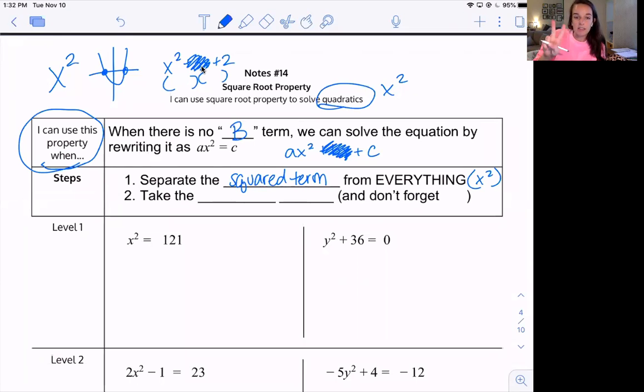And then the second thing to do is I'm going to take the square root of both sides. So taking the square root, and when I take the square root, I can't forget my plus and minus. It kind of looks like a weird symbol, but it's a plus on top of a minus, and it means that there's two answers. It means there's a positive answer and a negative answer. All right, so we want to make sure that we don't forget the plus or minus.